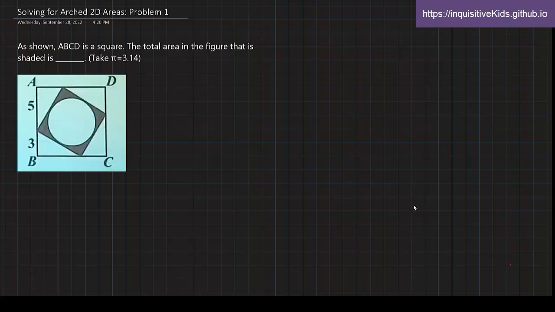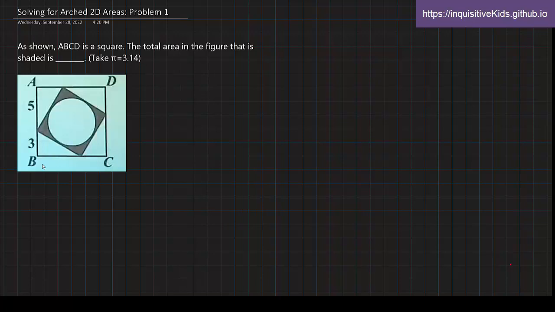Problem 1. As shown, ABCD is a square. So we know that this part right here is 5 and this part right here is 3. So the total side length would be 8. The total area in the figure that is shaded is blank. And take pi is equal to 3.14.